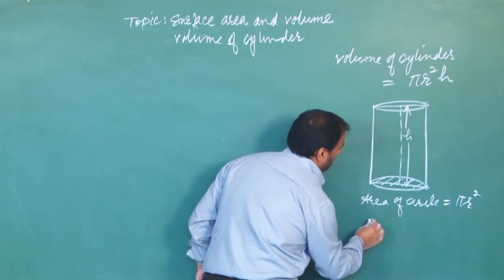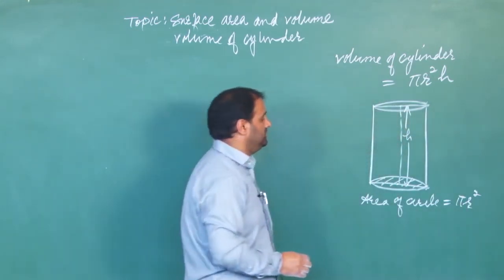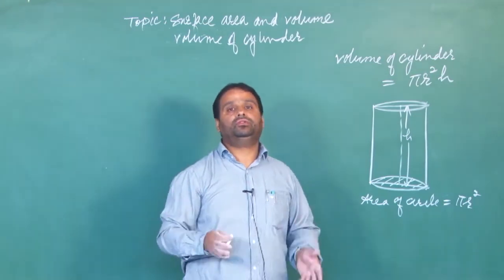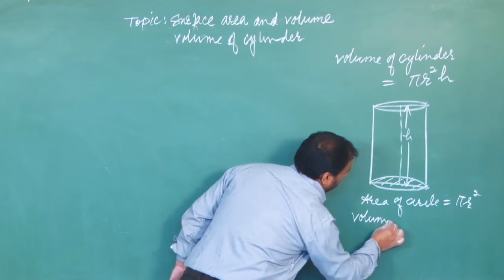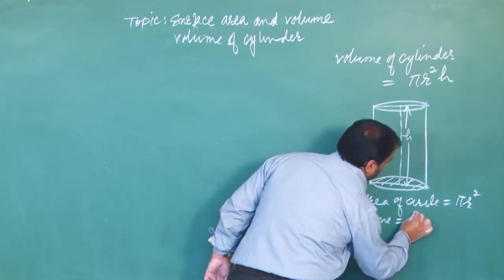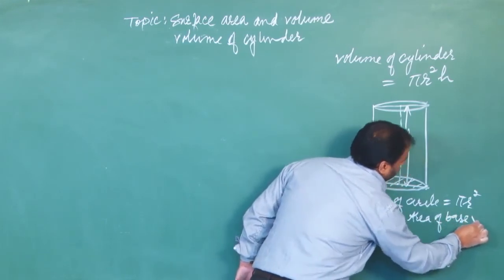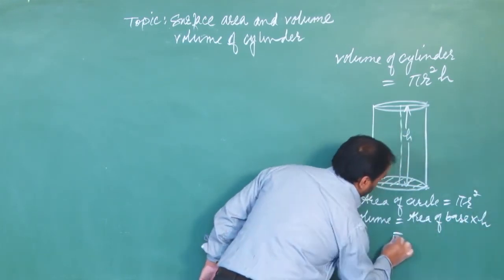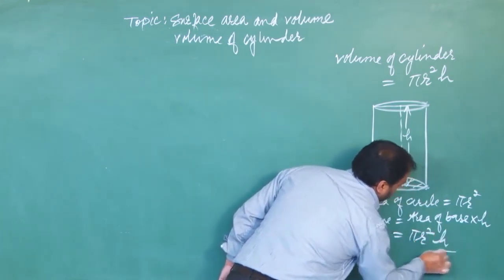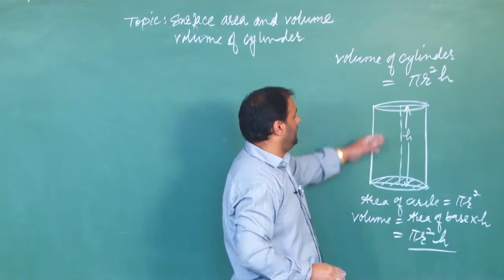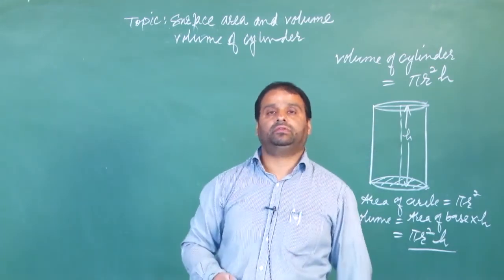So, if height is multiplied to the area of the circle, it will give you the volume of the cylinder. So volume of cylinder will be area of its base into height. Area of base is pi r square, the area of the circle, and h is the height of that cylinder. So the volume of the cylinder is equal to pi r square h.